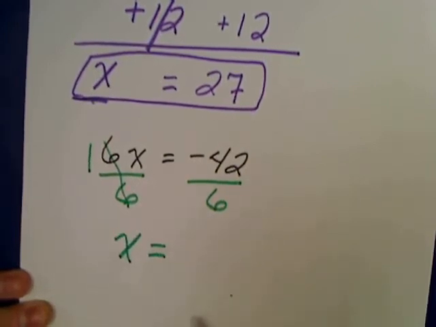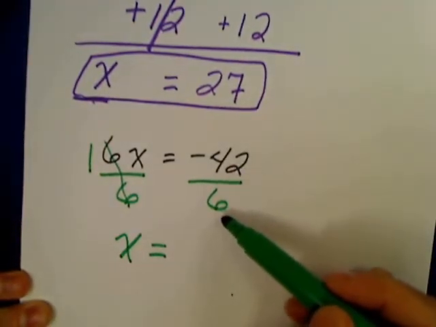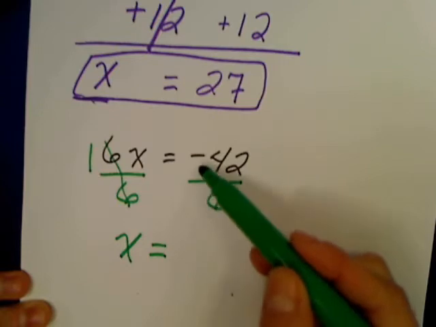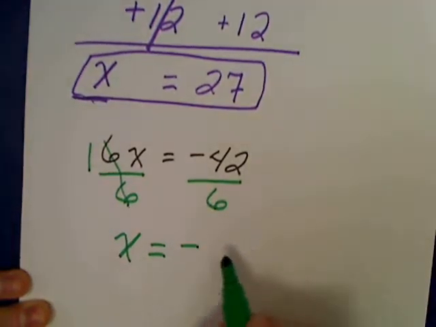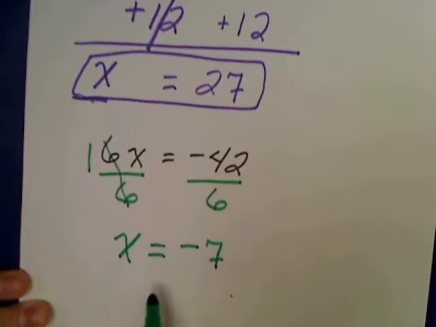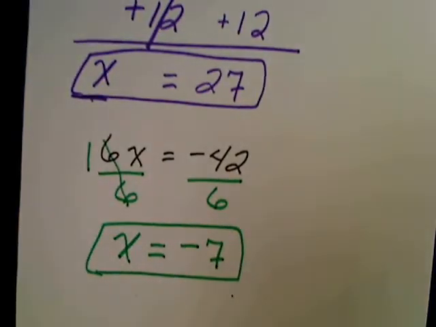On the other side, I have a negative 42 divided by 6. When multiplying or dividing, if we have opposite signs, the answer stays negative. And there's our solution. Those are 2 examples of solving one-step equations.